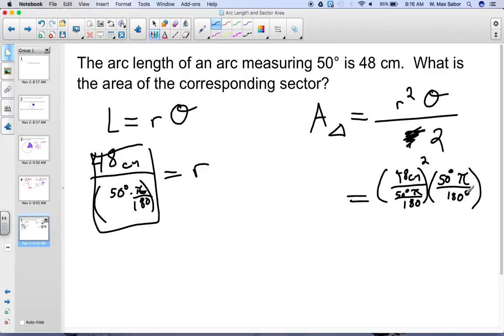Certainly these problems are easier when you're given them in radians, but either you can just convert this into radians first, or to get a more precise answer, you can substitute them in and then evaluate with a calculator at the end. So this is your answer, and you can do the arithmetic with a calculator to find exactly what the area is. So again, this is 48 centimeters over 50 divided by 180 pi squared times the angle, again, 50 pi over 180, and then divide the whole thing by 2.